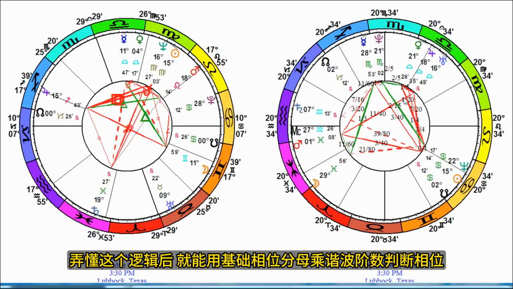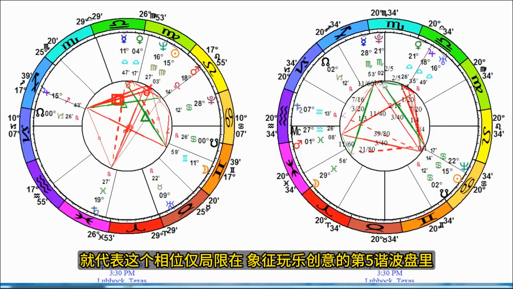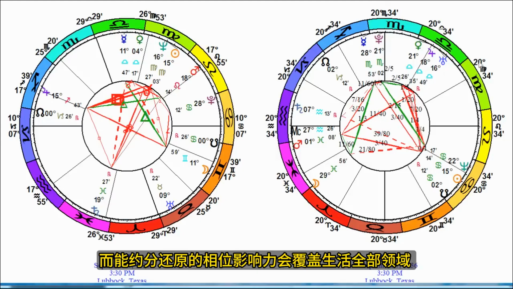And then if you understand that, you can multiply whatever the aspect is, like if it's a trine, take the 3, multiply it by what the harmonic is. We're in fifth. It's 15. And if you see 15, then it applies only to this chart, only to the chart of play and creativity, whereas this one applies to other things as well.